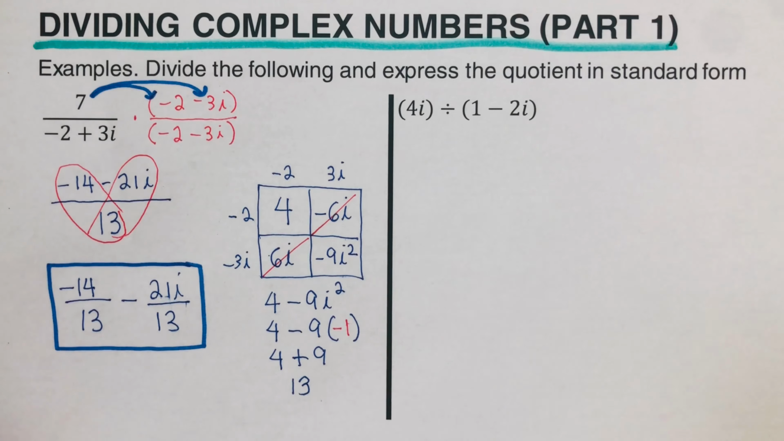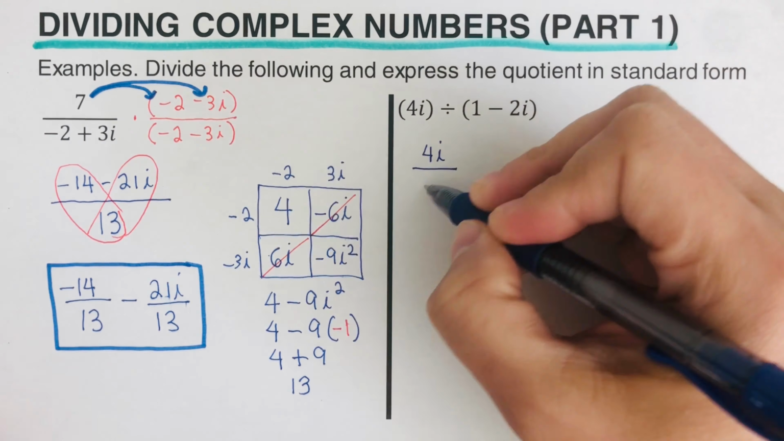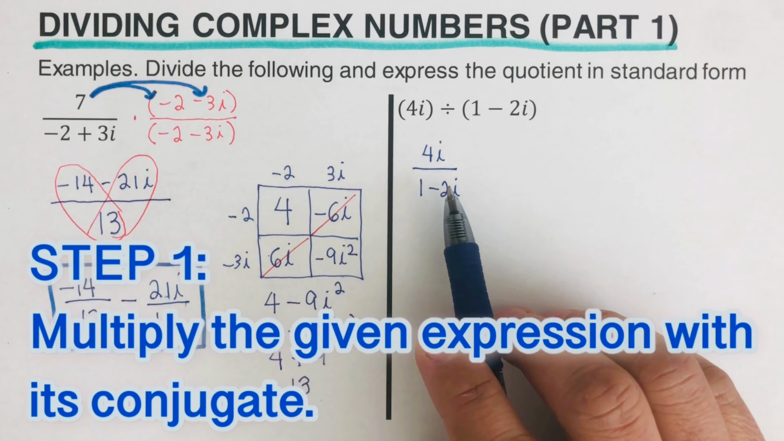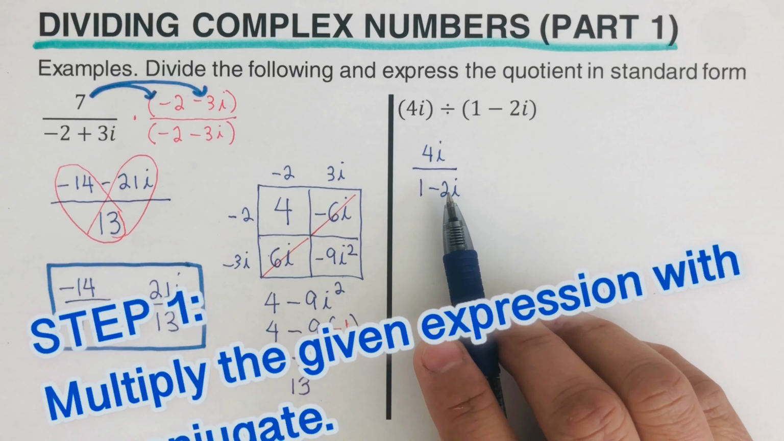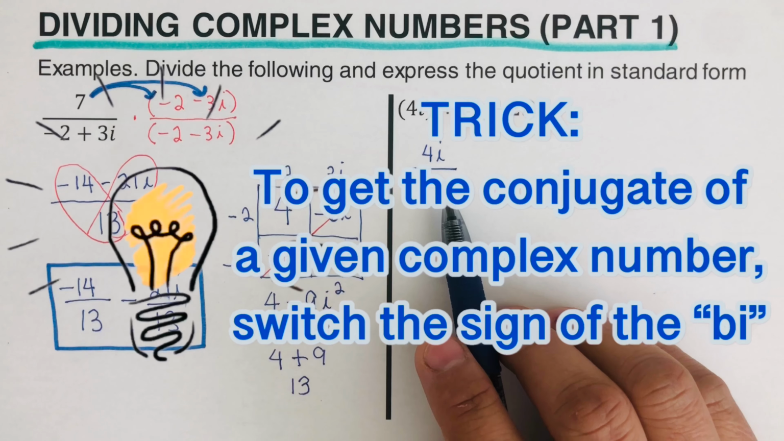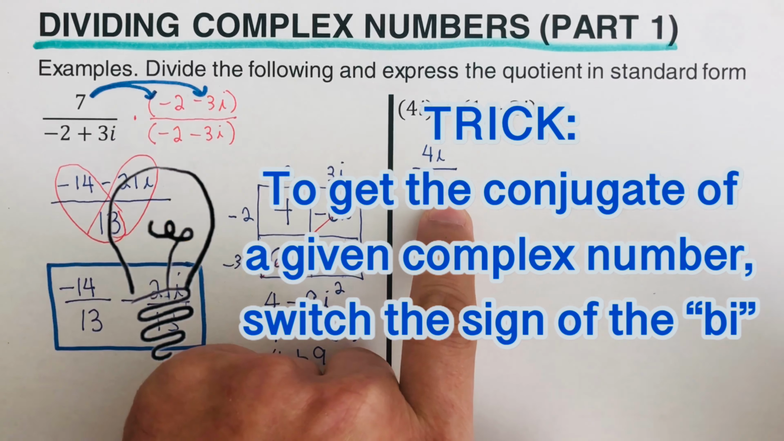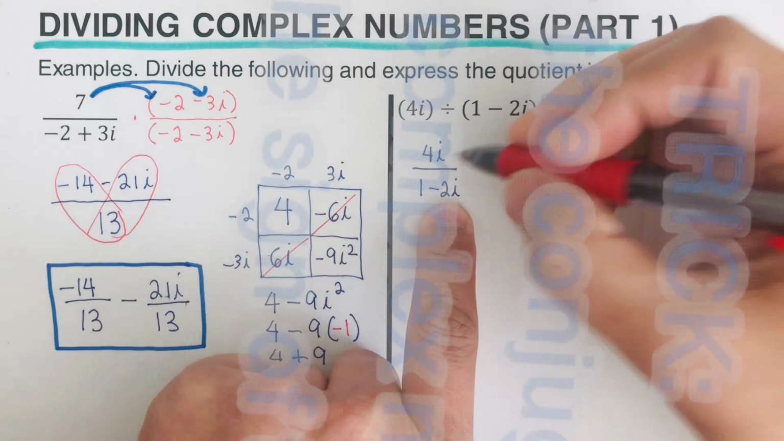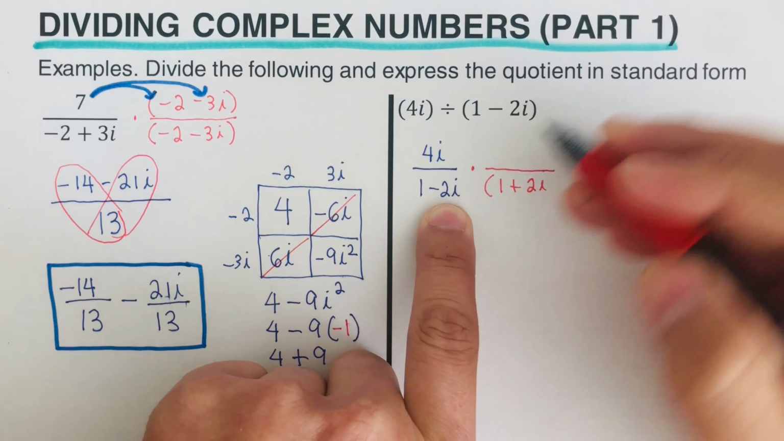Okay, so we go over the problem here. So we're gonna rewrite this. Again, the first step is to multiply this expression with its conjugate. So we remember that in order to get the conjugate of a given complex number, we're supposed to switch the sign of the bi part, since that is a -2i. So then I can go ahead and multiply both the numerator and the denominator by its conjugate. So that would be 1 plus 2i, because again, I switch the bi part.